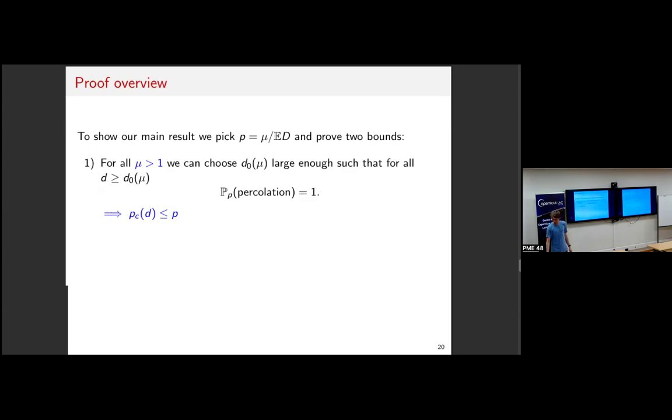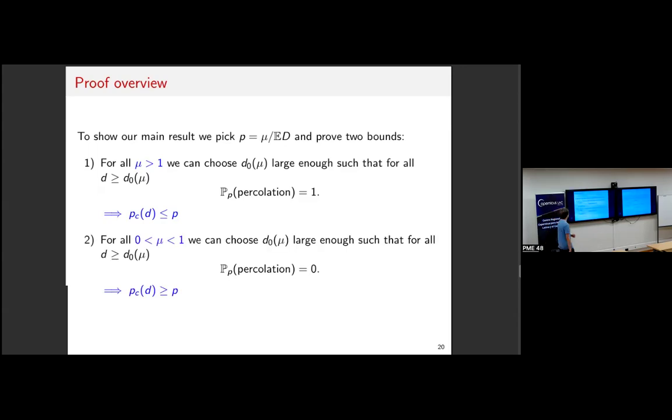In the second step, we do exactly the opposite. We choose mu to be less than 1. Then we show that if mu is less than 1, we can increase the dimension sufficiently large such that almost surely there is no infinite component. By definition of this critical value, this means it was not good enough. We have to increase p a bit to see infinite components. If you combine those two things, you get exactly the result that we are after.